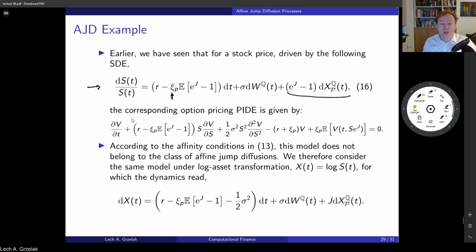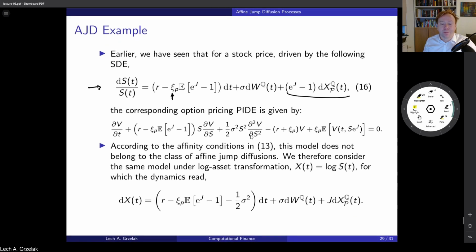We also have derived the PIDE, the partial integro-differential equation, which is of the following form, and we can clearly confirm that this model is not affine because we have S squared here in the PIDE. This is the same case as we had for Black-Scholes, so we need to perform a log transformation. The log transformation would give us the following differential equation. So it is simple again. We don't have any dependence on the stock or x by diffusion and also by the jumps, so we have only J. You can find the details in the previous lecture.